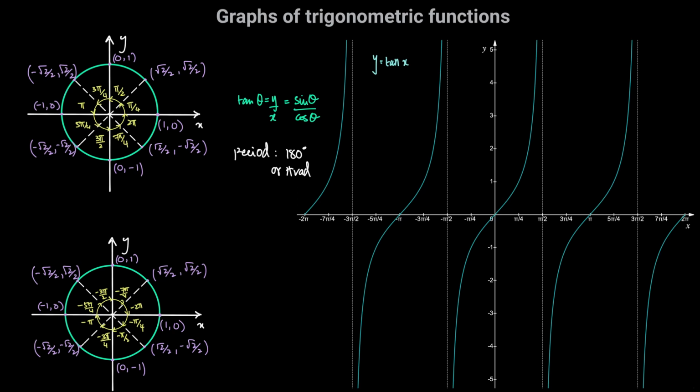And the range for the function tan of x is unbounded. Since we can clearly see over here that it approaches an infinitely large value here and an infinitely negative value over here. Infinitely large positive value and infinitely large negative value. So tan x does not have a finite range.